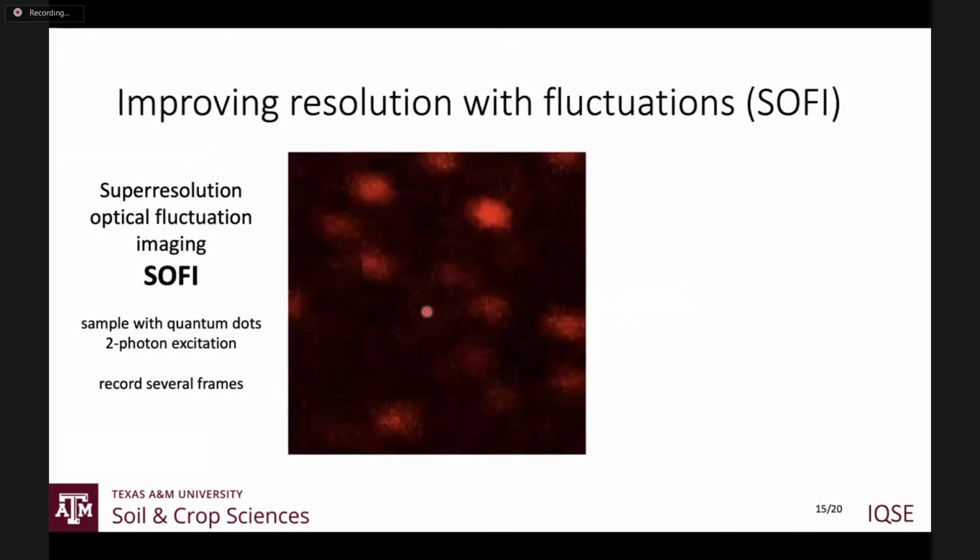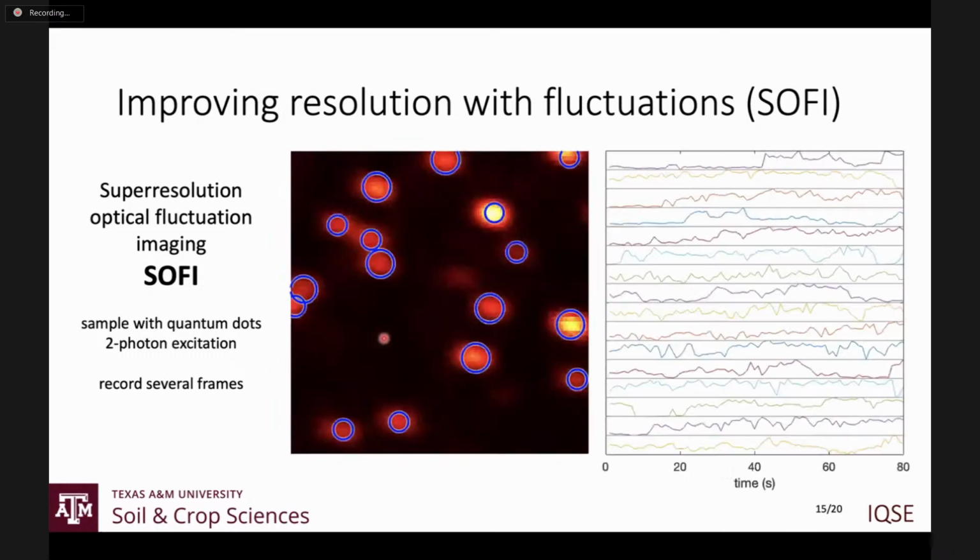So the next part is to combine this with the other methods to get a moderate improvement of resolution using super-resolution optical fluctuation imaging. When you have a sample, especially a sample with quantum dots, you'll see that those quantum dots switch on and off kind of randomly with time. And that switching on and off, we can then use to improve the resolution. So when you evaluate the blinking statistics of these quantum dots, you can use that to get a higher resolution.